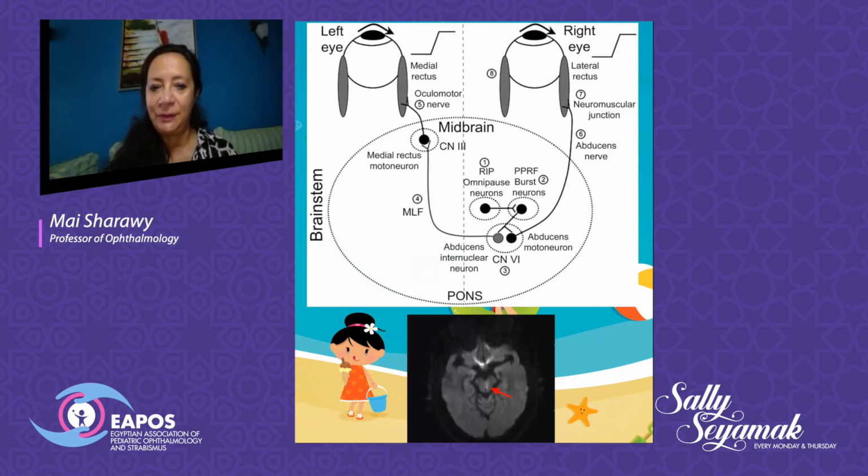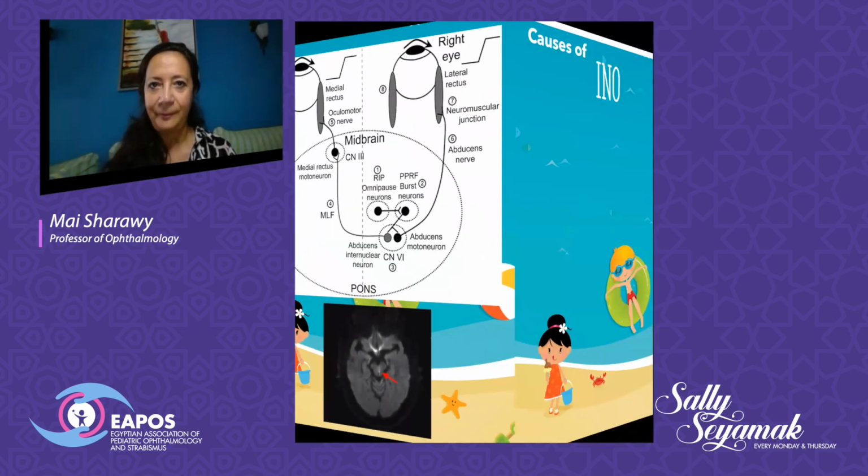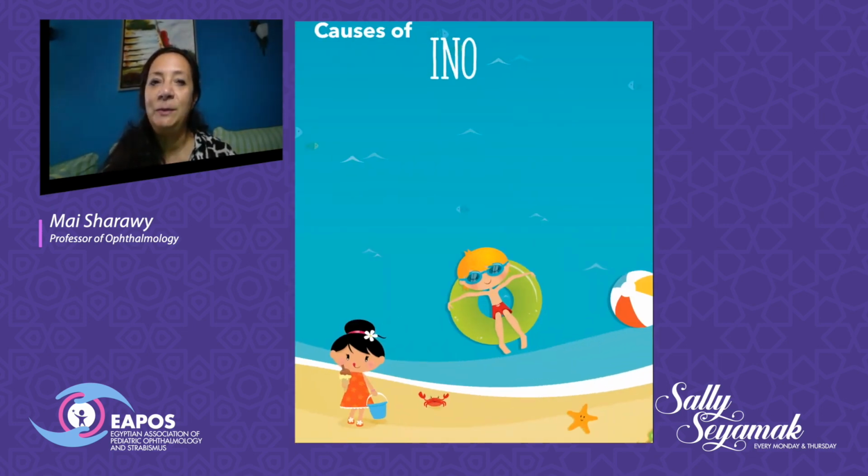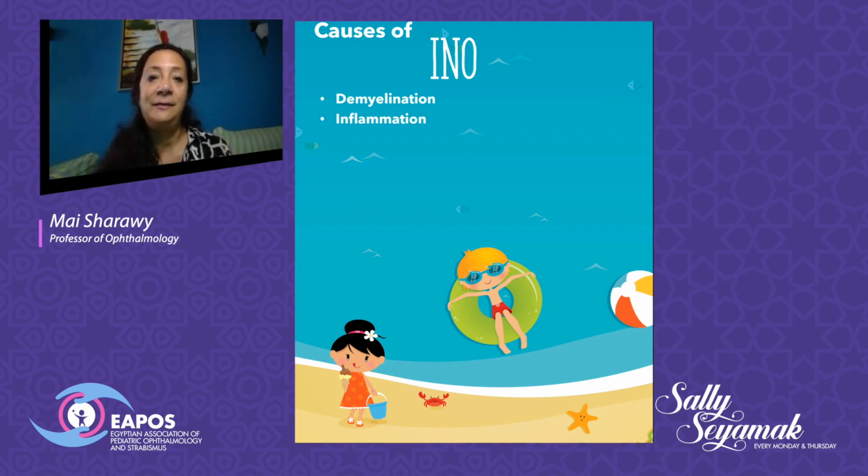On MRI, this picture should appear as a lesion in the medial longitudinal fasciculus in the brainstem. For the causes of internuclear ophthalmoplegia in an 11-year-old child, we should think first of demyelination. Because there is no disturbance of consciousness, we exclude ADEM and Schilder disease and other diseases of demyelination, and we can focus on MS or neuromyelitis optica spectrum disorders. However, other causes can be inflammation such as Behçet, sarcoidosis, also systemic lupus. Infection such as cryptococcosis or Lyme disease, which are not very common in our country.